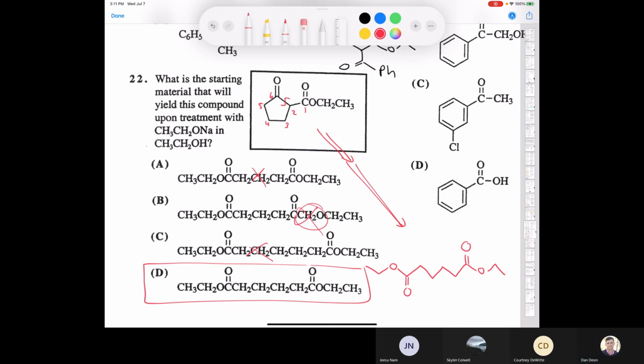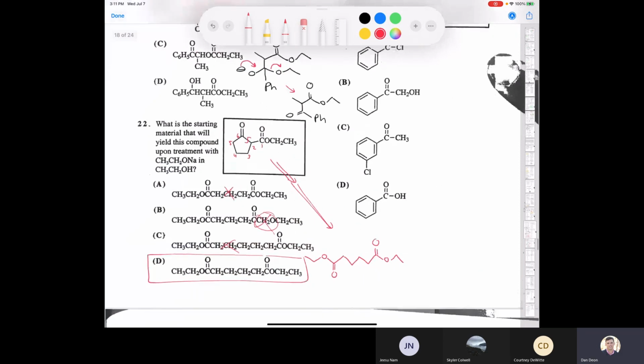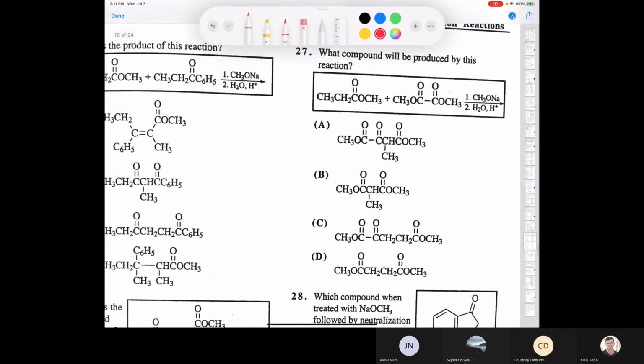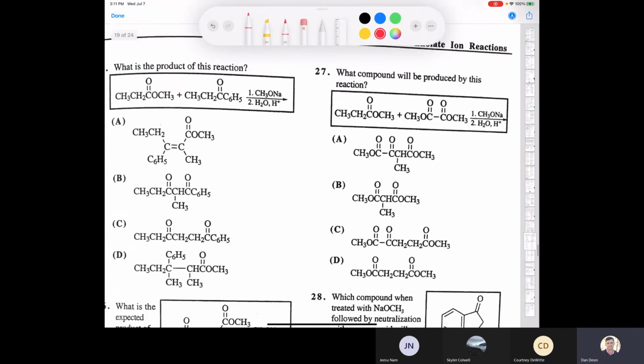Let's see here. Question 27 says, which compound would be produced by this reaction? So again, we have an ester, and we have this diester here. So this is dimethyl oxalate, which you would call the second compound. We've only got, again, one enolizable proton, which would be this one here. So you'd end up with this enolate, this guy here, which is going to act as a nucleophile here.